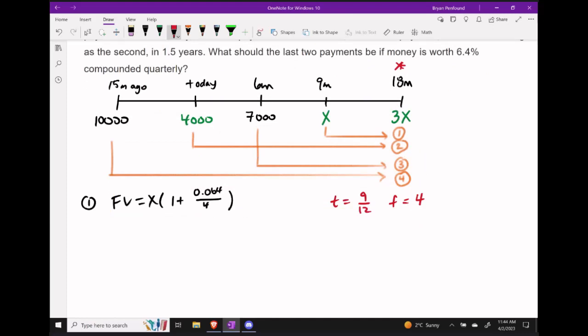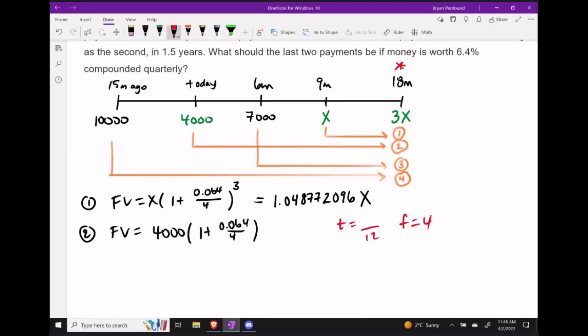Let's begin with that payment of x that's happening 9 months from today. In order to move this to the 18-month mark, our time variable must be 9/12, or 9 months. We know that we have compounding that's happening quarterly, so our frequency number is 4. Let's multiply t and f together. Doing that gives 3. So here we know that our money is going to go through 3 compounding periods in this time. And simplifying that expression, we should get about 1.048, and this is going to be the coefficient of that x variable.